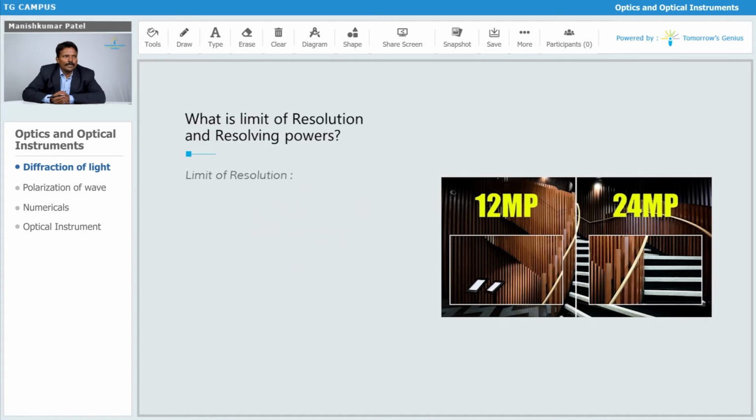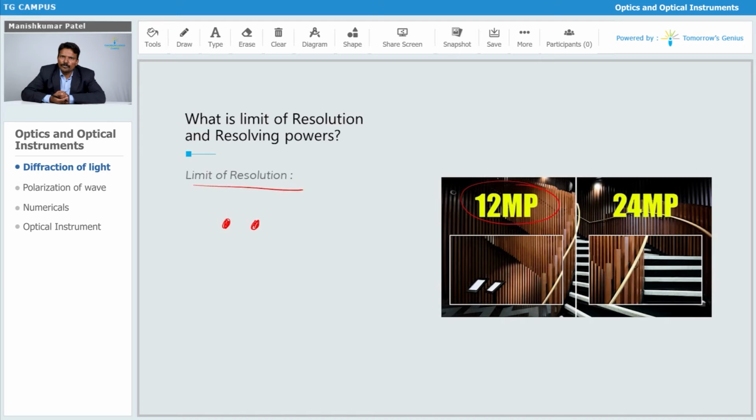Now the next thing we have to study is the limit of resolution and resolving power. The limit of resolution is the smallest angular or linear separation between two points at which they can just be seen as separate, and it obviously depends on the megapixels. If the instrument has more megapixels, you can observe the minute details, and that is what we call the limit of resolution.